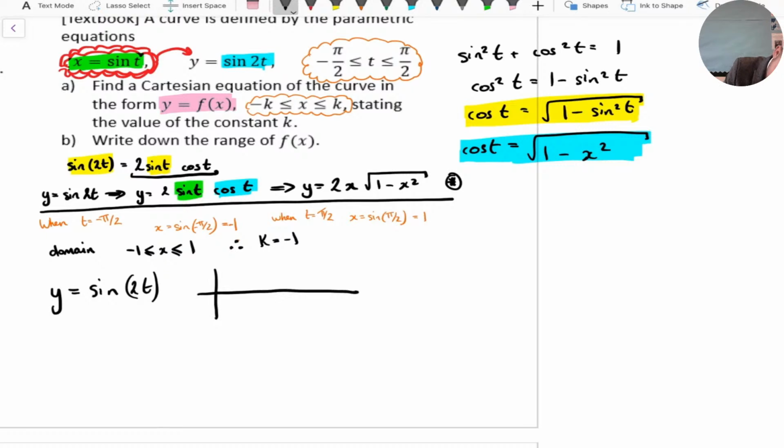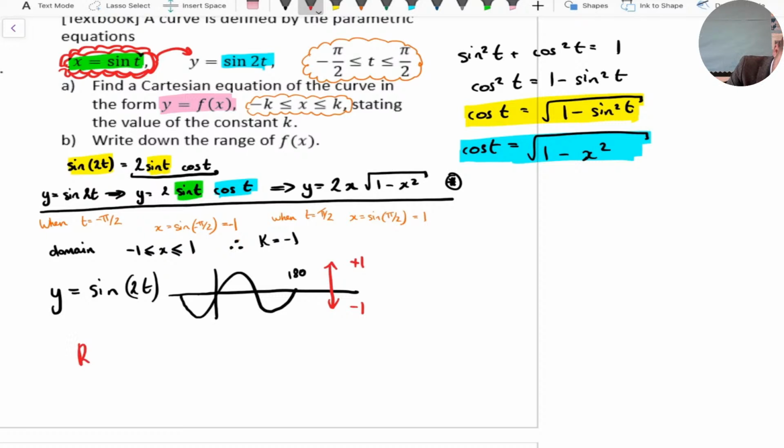The graph looks like this. If it's 2t, it's going to be half the period, so it's going to be between that and 180. It actually goes negative as well, doesn't it? So there, like so. This is what that graph looks like. So what is the range of y is equal to sine of 2t? Well, the range is going to be the y values of this, which are going to be positive 1 and minus 1, because it's the sine graph.